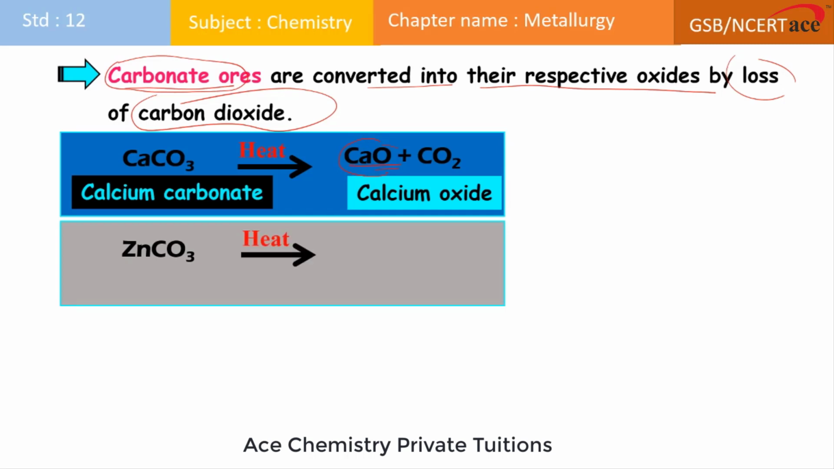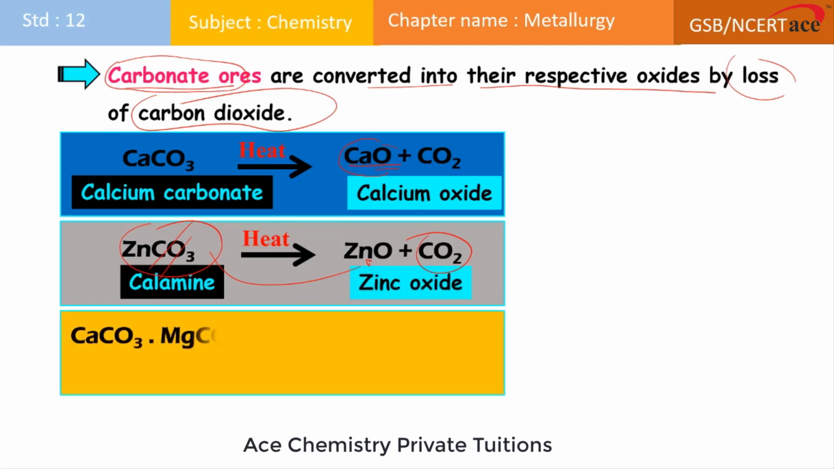For example, in the extraction of zinc, zinc carbonate is referred to as calamine. Calamine, which is one of the ores of zinc, student, is associated with what? Carbonate. So when this carbonate is heated, there is a loss of CO2 and this ZnCO3 gets converted to what? ZnO.